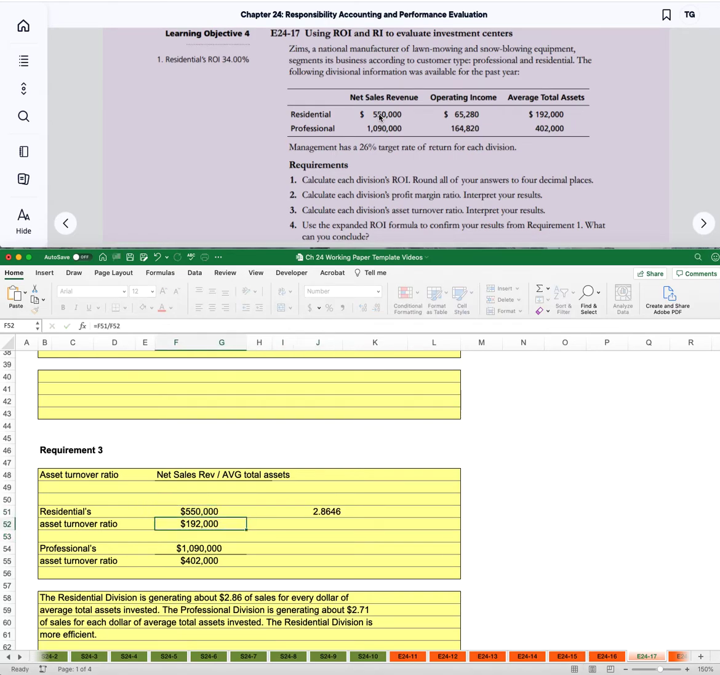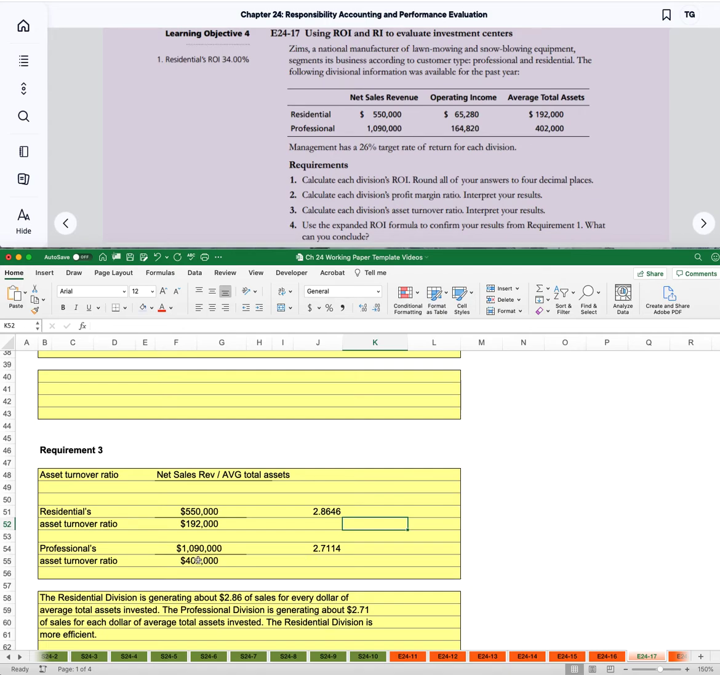And so when we divide those, let's use that round function. Comma, 4 digits. Let's go ahead and put the round function back into this one. Okay. And so we have 2.8646 for residential, 2.7114 for professional. And so what does that mean?